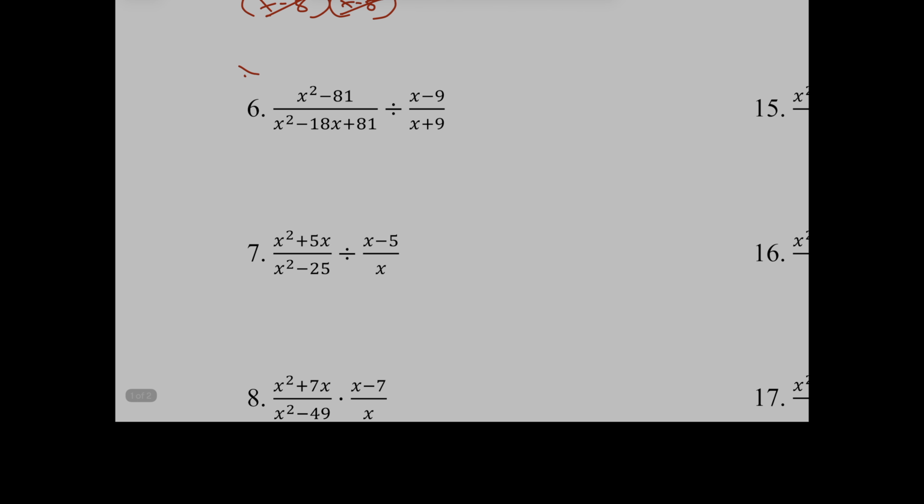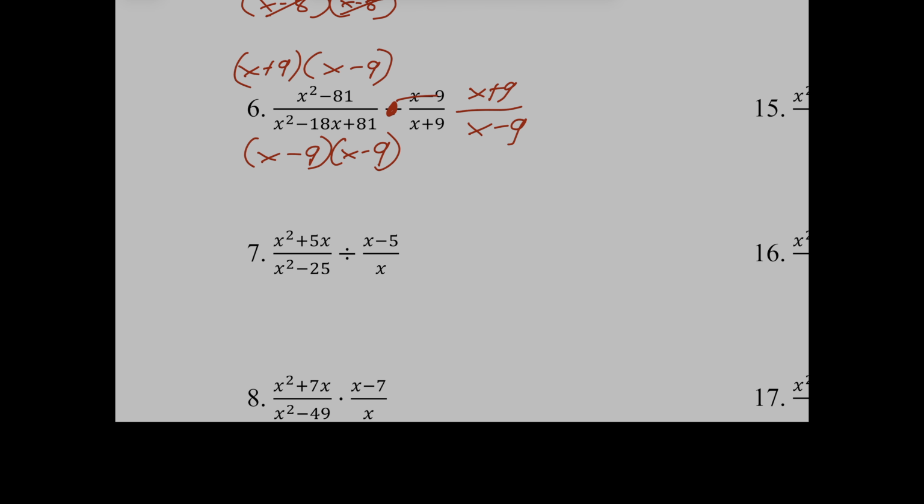This is going to be an x plus 9 and an x minus 9. This is going to be x minus 9 and an x minus 9. Now, multiply and flip.